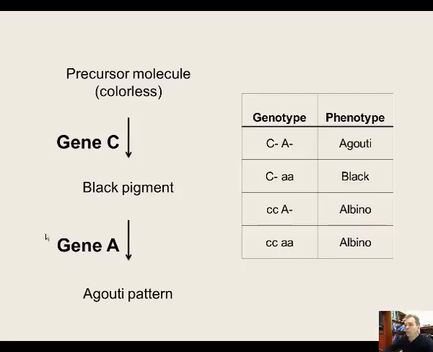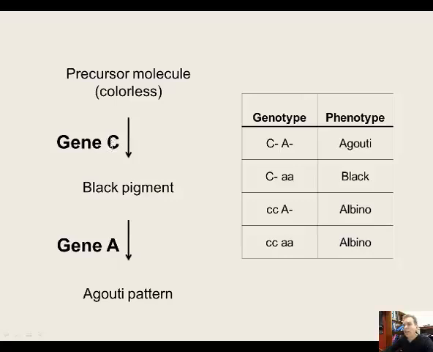Here are some example genotypes. Mice that have dominant C and dominant A will produce the agouti pattern. They will be agouti. Mice that produce the dominant C but recessive a's will be black mice because the product ends with this black pigment.